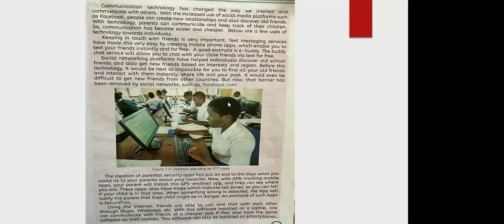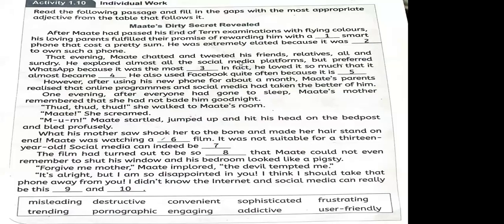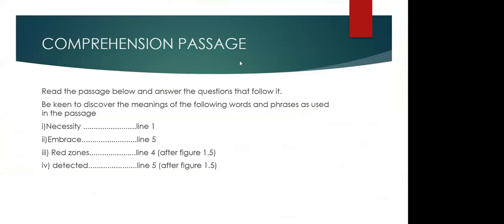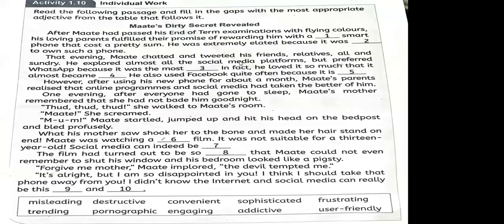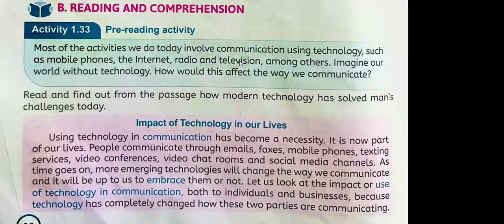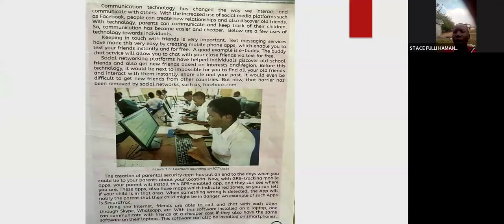So that is it. The words we need to describe here are red zone and, let me see, which other word did we have. Yes, we have red zones and the word detected. Have you seen where they are in the passage?